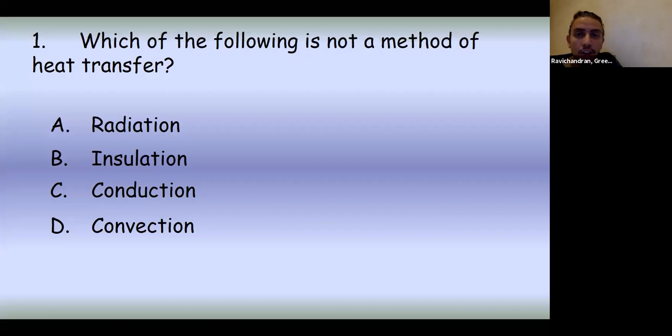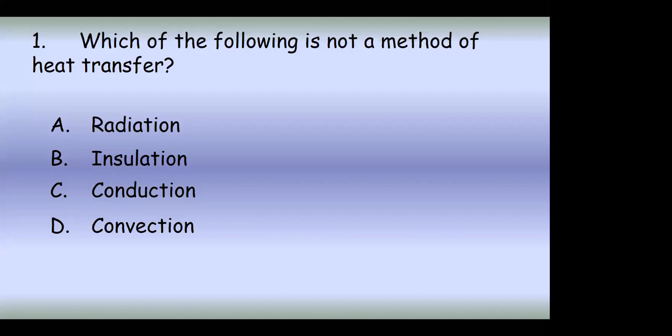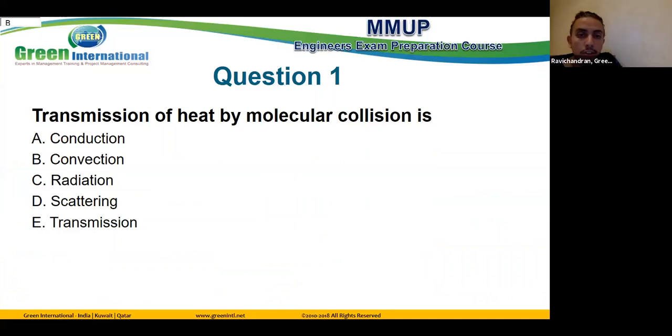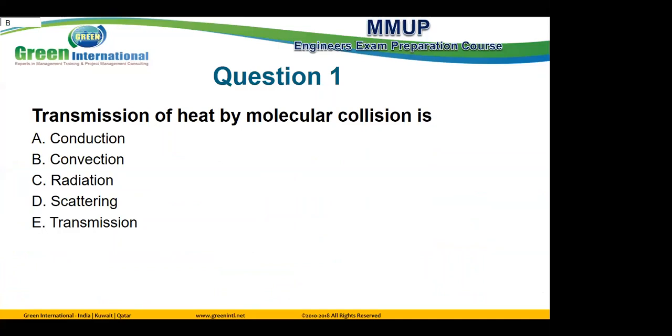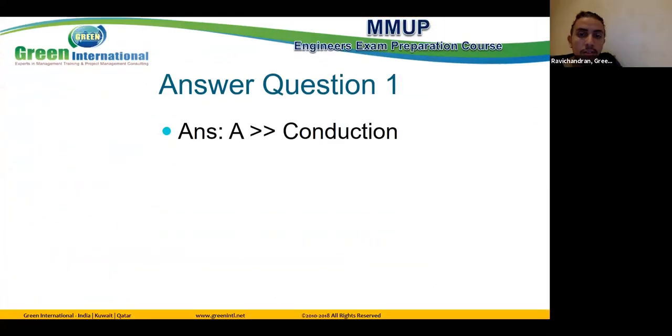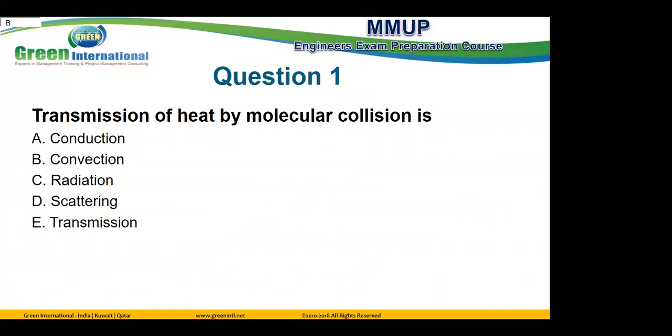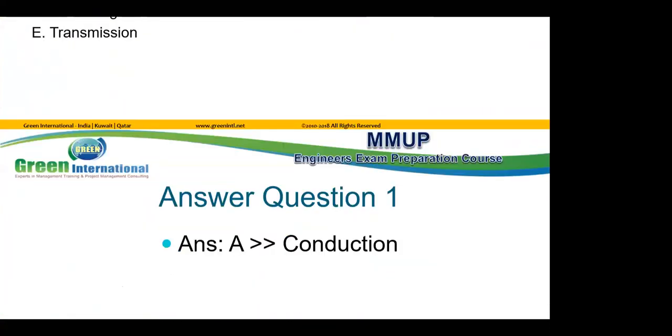Which of the following is not a method of heat transfer? B, insulation. Transmission of heat by molecular collision is conduction. It is a tricky question, but the exact answer is conduction, molecular.